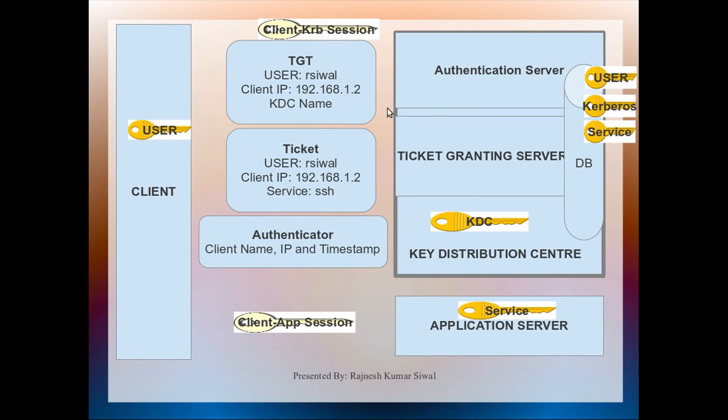Now, to make this request, first the user creates an authenticator. So the user authenticator will include the username, the IP address of this machine, and the timestamp when I am requesting this service. And this will then be encrypted with the session key. And the second part that the user is going to send is the TGT, and altogether it will be encrypted with the session key.